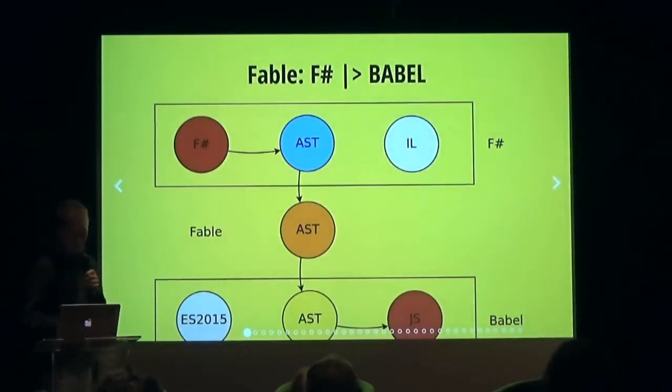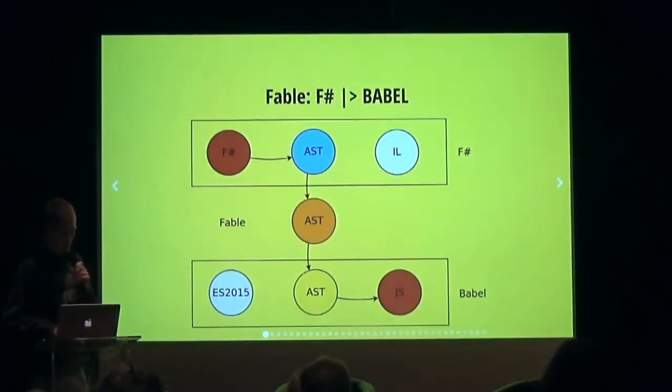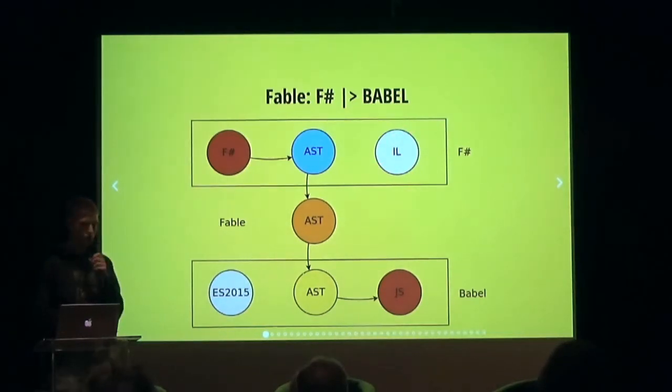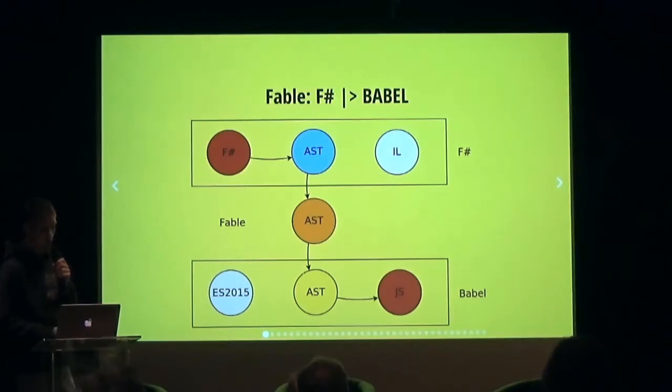And of course, one of the big tools built on Babel is Fable. And this is how Fable works. You have on top the classic native pipeline, I guess. On the left, you have your F# code. Then you pass it to an AST, which will have some transformations applied by Fable. Then Fable will pass it to Babel, and then Babel will transform it to JavaScript code. And this is how Fable works.